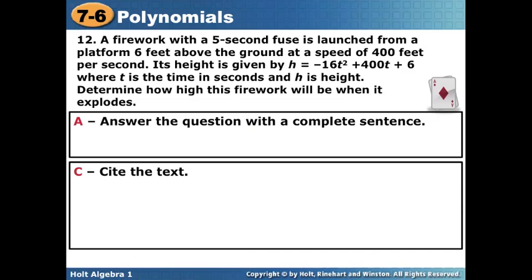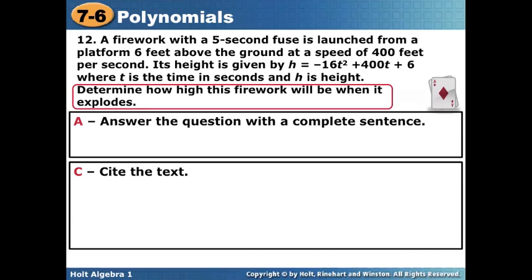Example number 12. Flip to the back side of your handout sheet you were given in class. Again, if you do not have this handout sheet, copy the problem to your notebook paper. Pause the video at this time if you need to do so. Number 12. A firework with a 5-second fuse is launched from a platform 6 feet above the ground at a speed of 400 feet per second. Its height is given by h equals negative 16t squared plus 400t plus 6, where t is the time in seconds and h is the height. Determine how high this firework will be when it explodes.